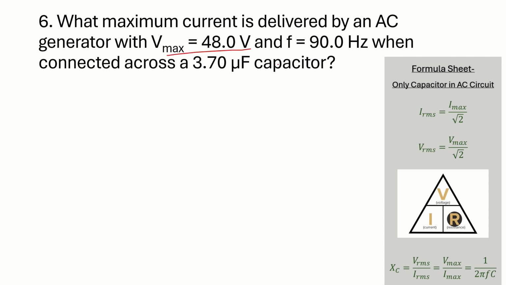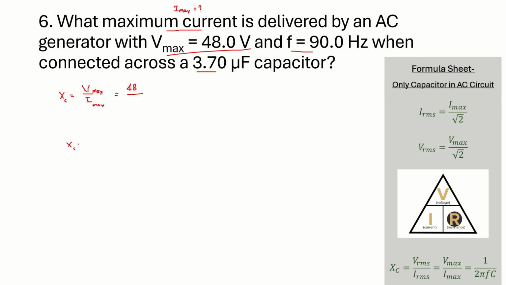Maximum current with Vmax. So, Imax we have to calculate when Vmax is given, frequency is given and the capacitance of the capacitor is given. Okay. So, from this information, first we will calculate the XC. Ohm's law, that is the voltage divided by the current. So, which one we will take? The max we will take. Okay. So, Vmax is how much? 48. Imax we do not know. So, we will wait, we will stop here.